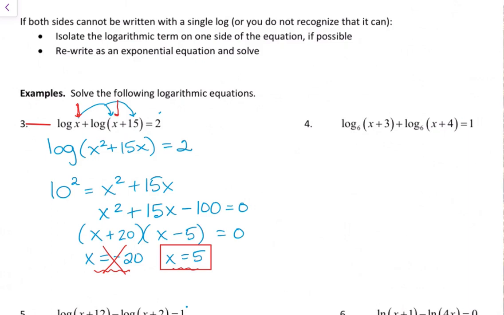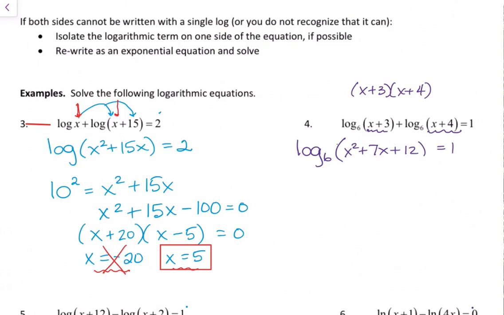Okay, so we're going to add these logarithms together first. My base is 6, so I've got log base 6. And since it's addition, I want to multiply those two arguments together. If you need to go off and do a little bit of scratch work on the side and FOIL out the x plus 3 and the x plus 4, that's fine. My new argument then would be x squared plus 7x plus 12, and that all equals 1.